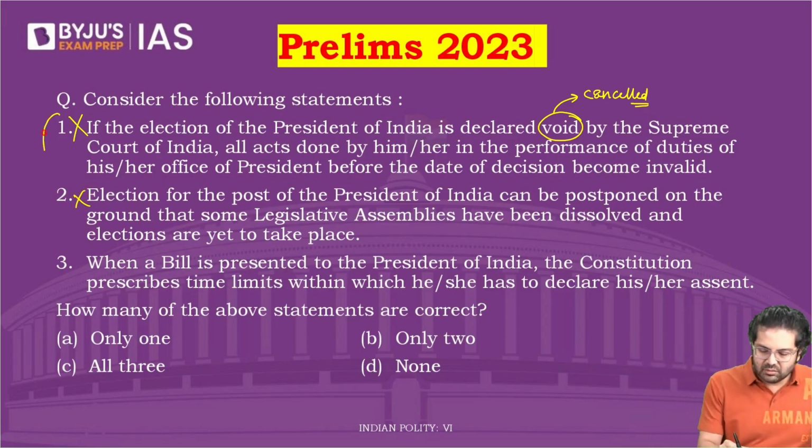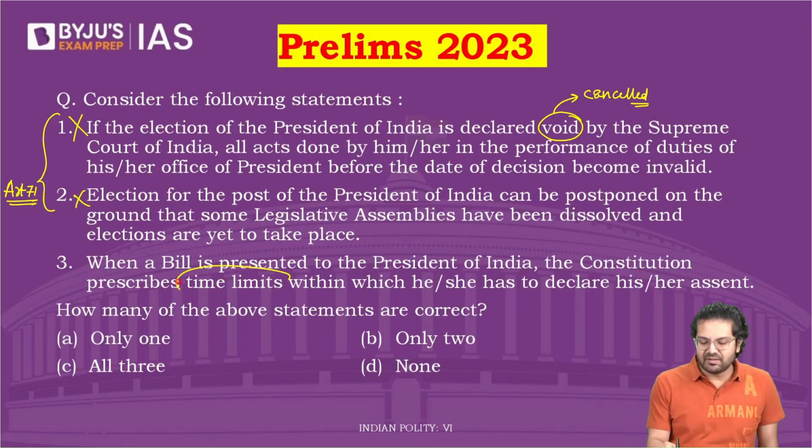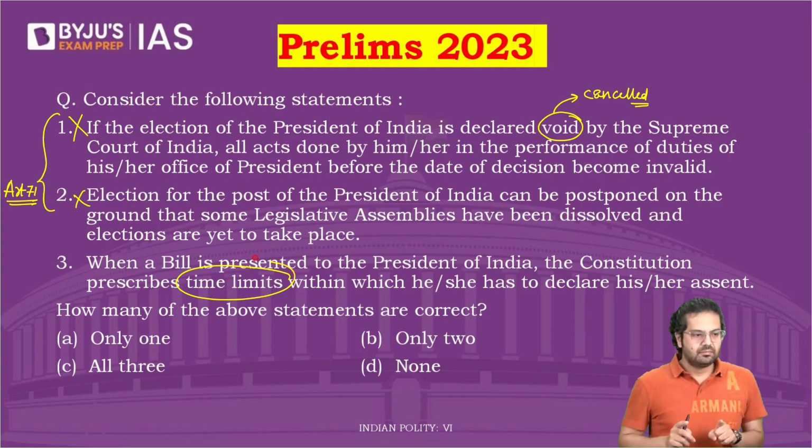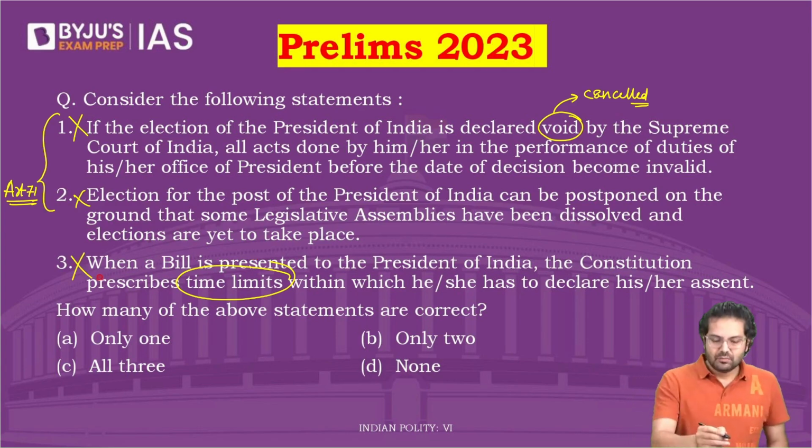These two, refer to your slides on Article 71. You'll get the information there. And lastly, when a bill is presented to the President of India, the Constitution prescribes time limits. We fully agree that the Constitution makes it binding, but time limit is not prescribed. Different things. Wrong. All three are wrong.